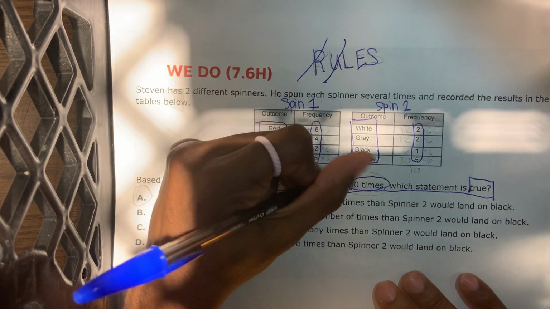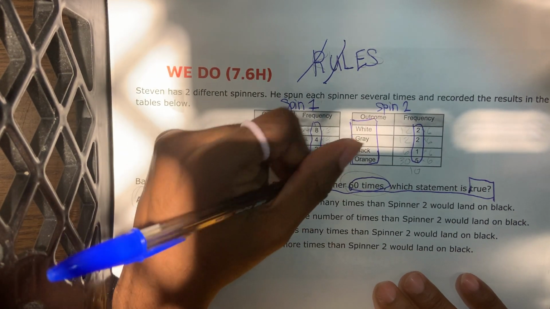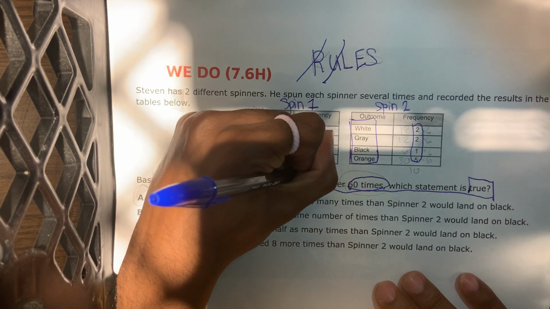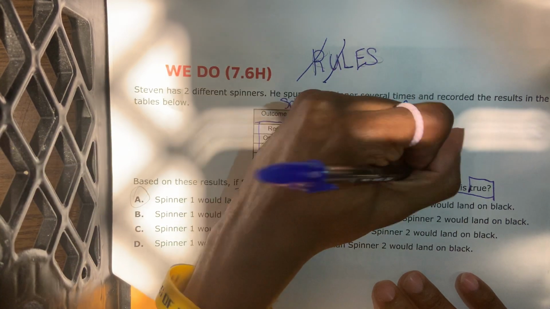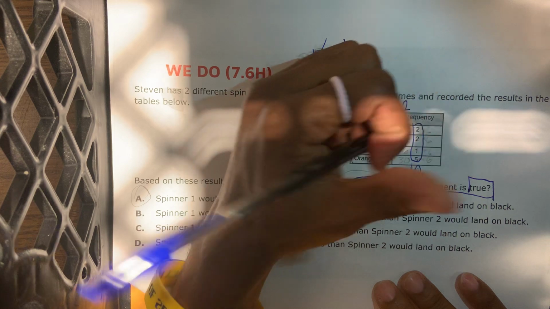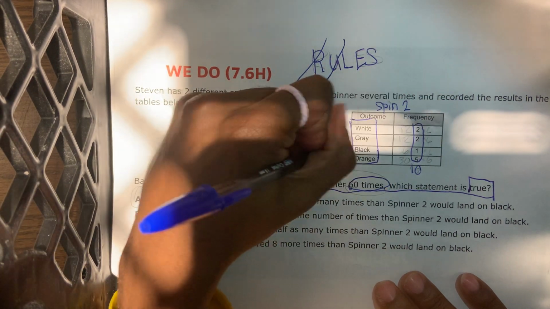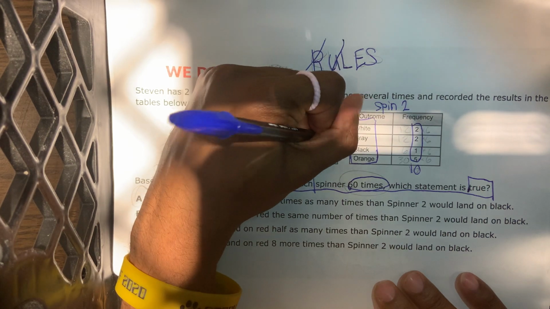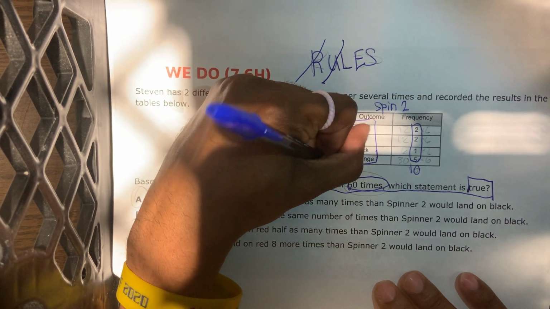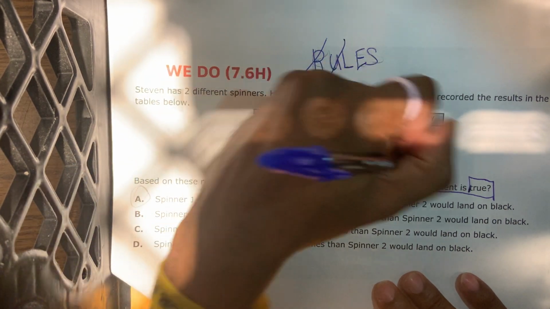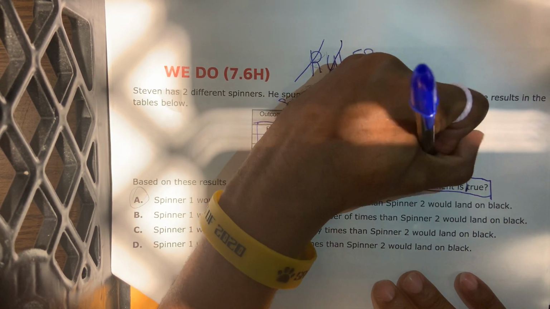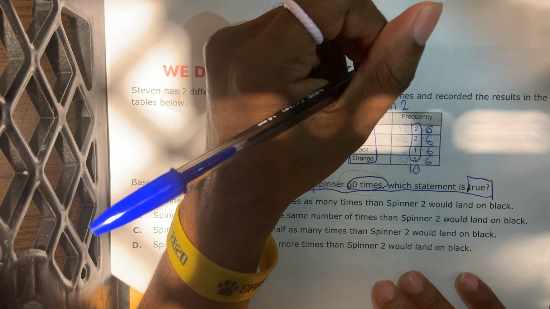Now it says that he spun each spinner 60 times. So initially, he spun spinner 1 20 times, and spinner 2, he spun that 10 times, right? Now to get these to 60, we got to multiply spinner 1 results by 3. We got to multiply spinner 2 results by 6. Because remember, it says that he spun them a total of 60 times each.